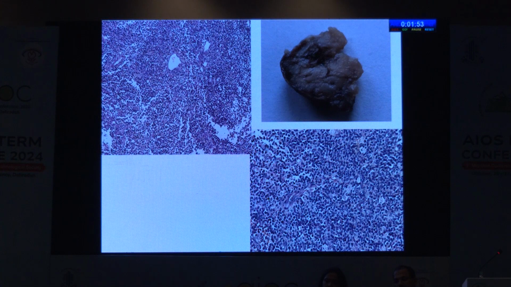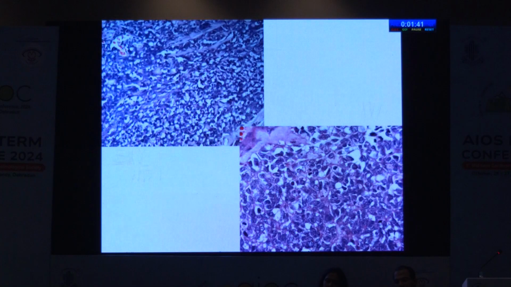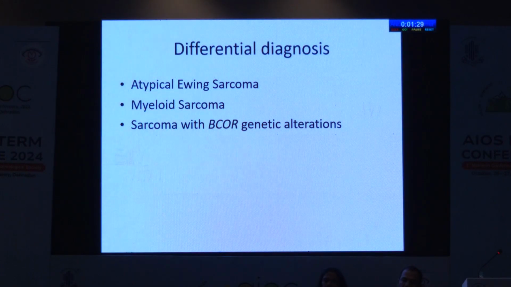This was the mass which we got, a fleshy looking mass. And sections showed a round cell tumor again. It was a monomorphic round cell tumor with mitotic figures. There were some areas which showed vacuolated cells. In the lower picture, you can see numerous mitotic figures, vacuolated cells. So this was definitely a malignant tumor. And so the differential diagnosis for us, the pathologists, this time was an atypical Ewing, myeloid sarcoma or sarcoma with BCOR genetic alterations, which is a very new entity.